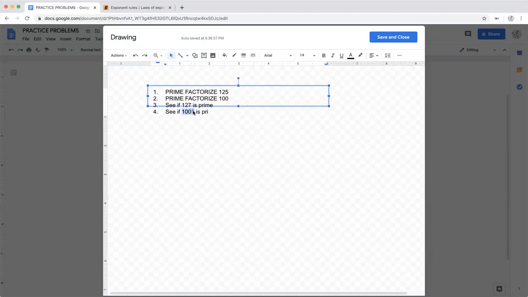And 4, see if 1001 is prime. Well, sorry. Did I write this incorrectly? See if 1005 is prime. No, that's too easy, actually. See if, let me think of a good number, 2001 is prime. Those are your 4 problems for prime factorization.